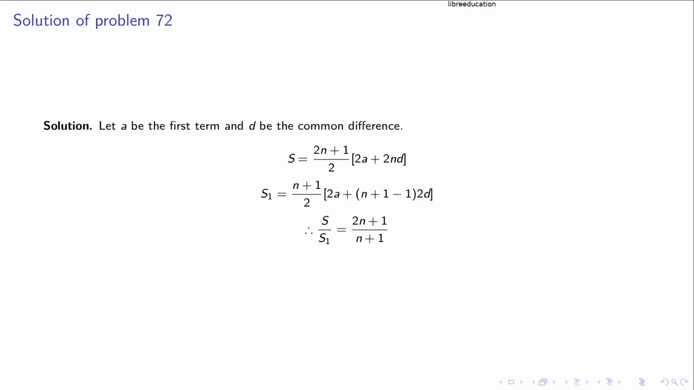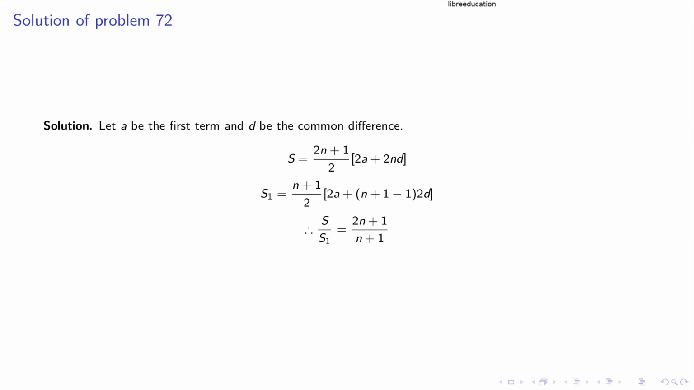Now, as always, A is the first term and D is the common difference. So we substitute the values for formula of n terms. So we get S is equal to 2n plus 1 by 2 into 2a plus 2nd, because it will actually be 2n plus 1 minus 1 into d, which I have written as 2nd. And S1 will be n plus 1 by 2, because there will be n plus 1 terms since it begins with the first term but it alternates. So number of terms will be n plus 1, and then by dividing that you get the ratio as what is desired.